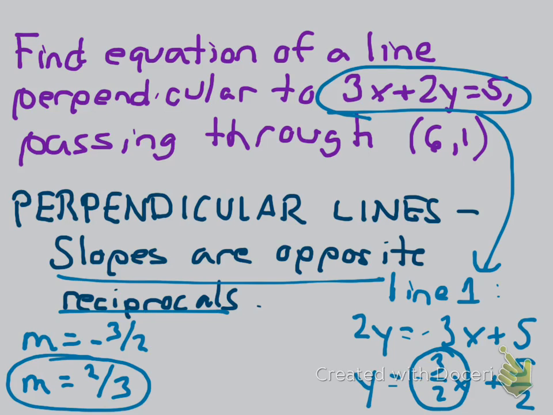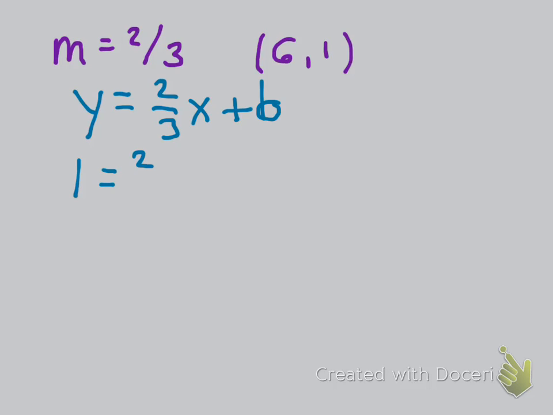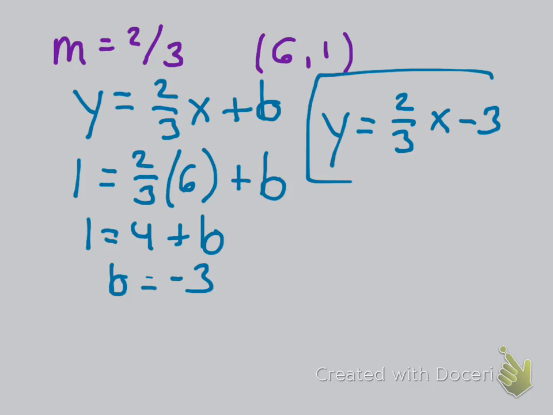Now once we know all that, we have all the information we need to find the equation of a line. We have a slope of 2/3. The line's going to pass through 6, 1. Do all of our same techniques. y equals 2/3 x plus b. I need to figure out what b is going to be, so I'm going to plug in 6, 1. y equals 2/3 times 6 plus b. 2/3 of 6 is 4. Subtract 4 to the other side, you see that b equals -3. So the equation of the line that we're looking for is y equals 2/3 x minus 3.